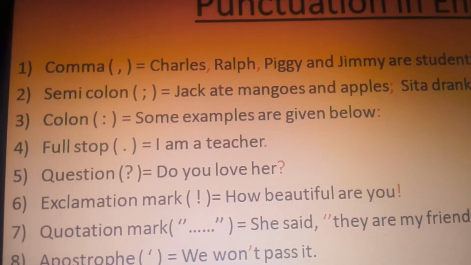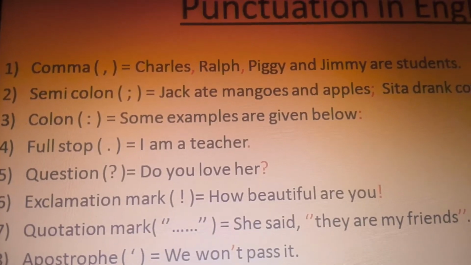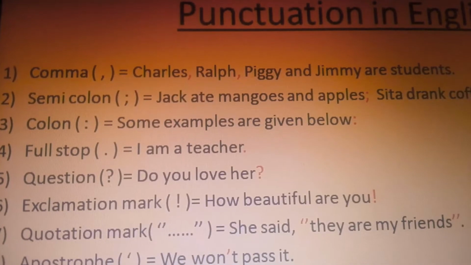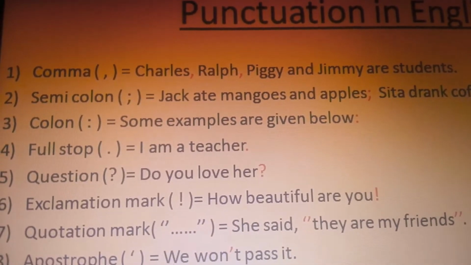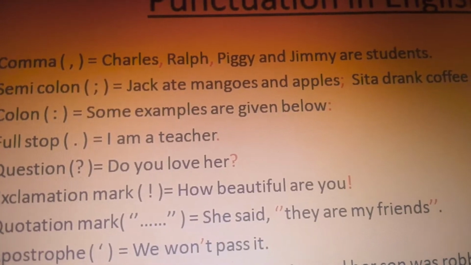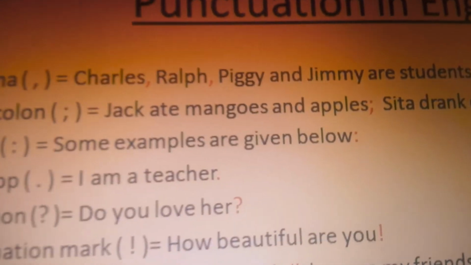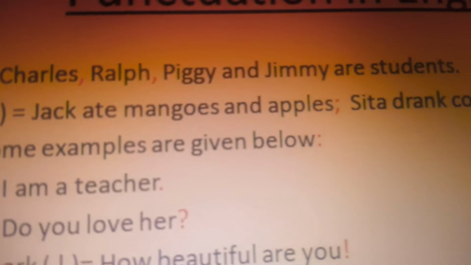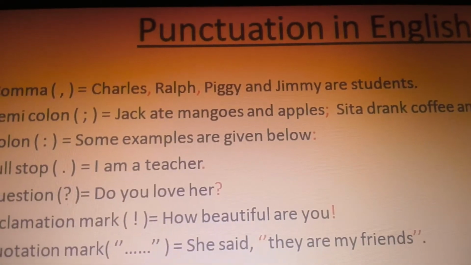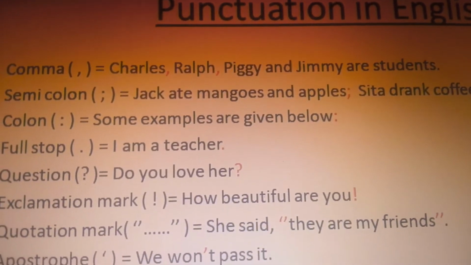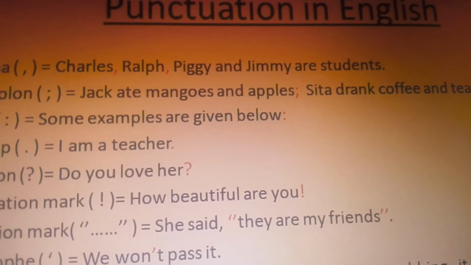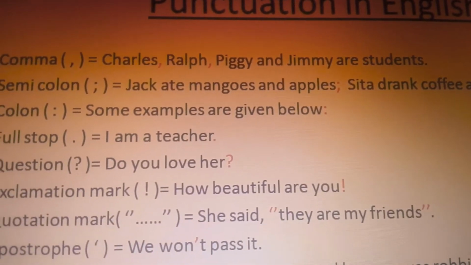Number two, I have written here semicolon. Semicolon is also one of the punctuation marks in English. And the use of this semicolon is, Jack ate mangoes and apples. You can see on the screen here, that is in red color, that is called semicolon. Jack ate mangoes and apples. Sita drank coffee and tea. That is, my dear, semicolon.